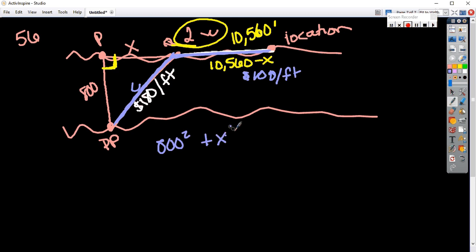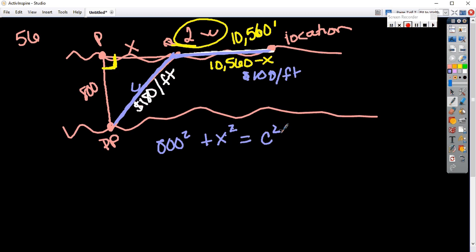You can't just, since they're both squared, make that 800 plus x? If that was multiplication, yes, but because it's addition, no. Same reason you can't just distribute that square through when you're adding in there.